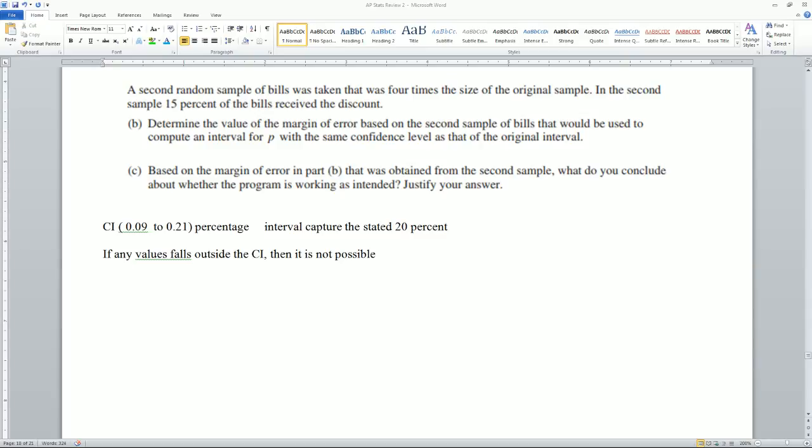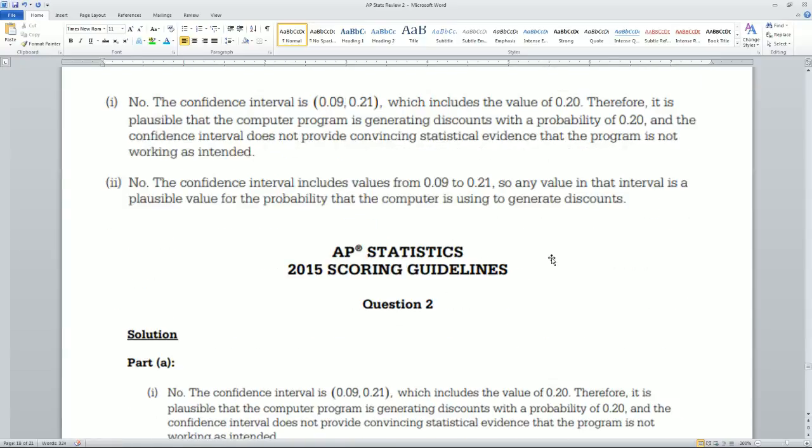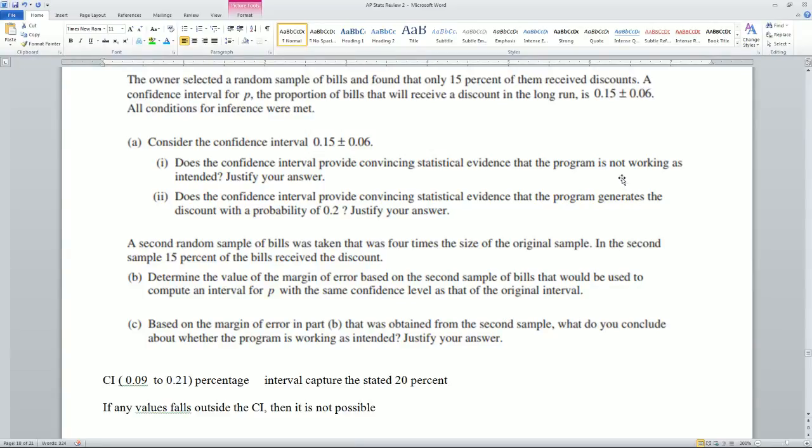The confidence interval includes values from 0.09 to 0.21. So any value in that interval is a plausible value for the probability the computer is using. Yeah, okay, I understand. You sure? Yeah, because it's the way they're framing it that made it confusing. It's not that the value falls outside of the confidence interval, because there are so many values in this interval. We can say it's 20%, right? Yeah. Okay, let's move on.